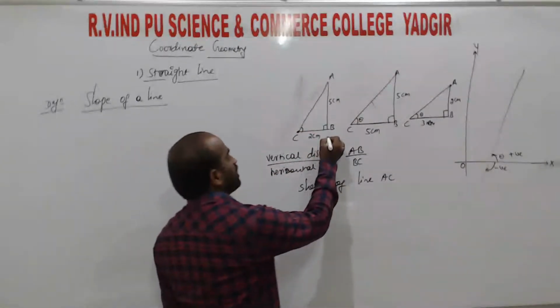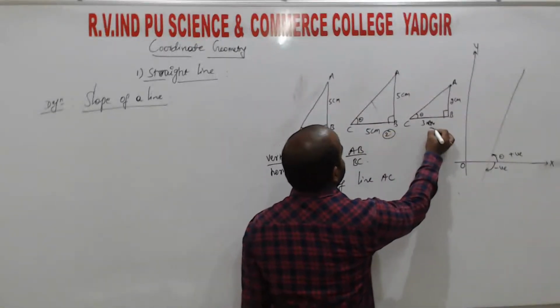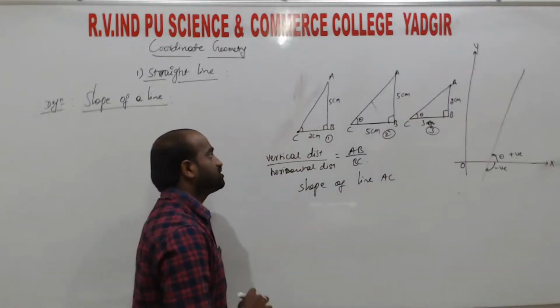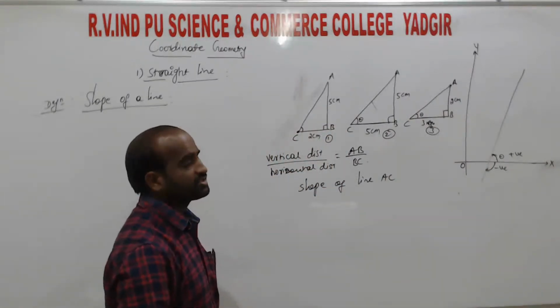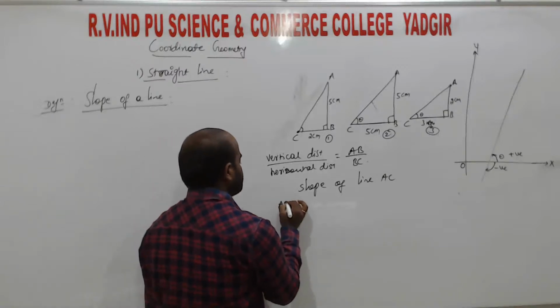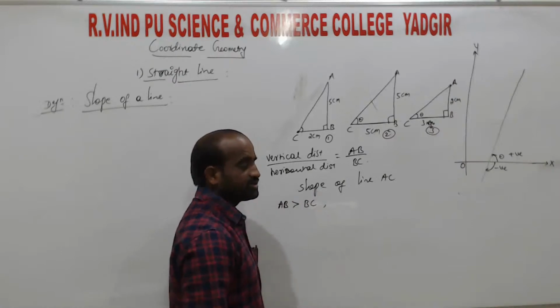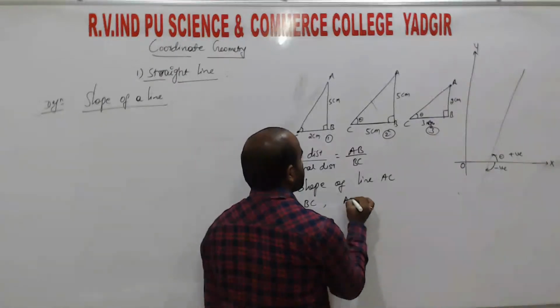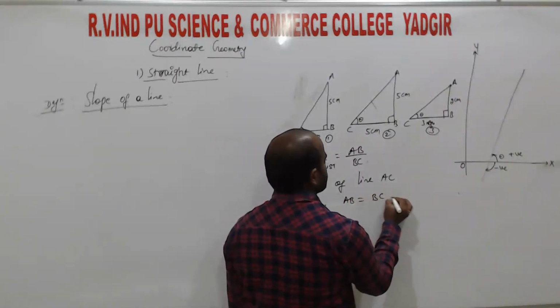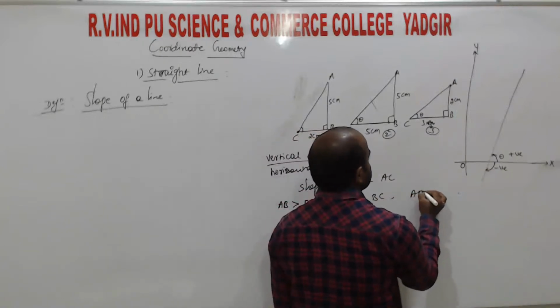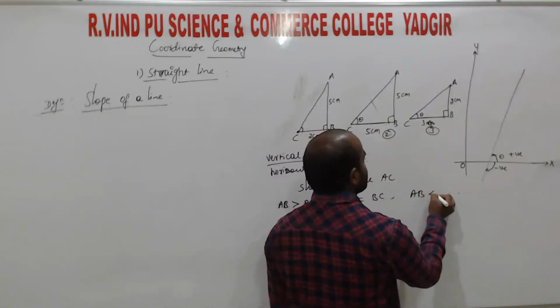In the first figure, AB is greater than BC. In the second one, AB equal to BC. In the last one, AB is less than BC.